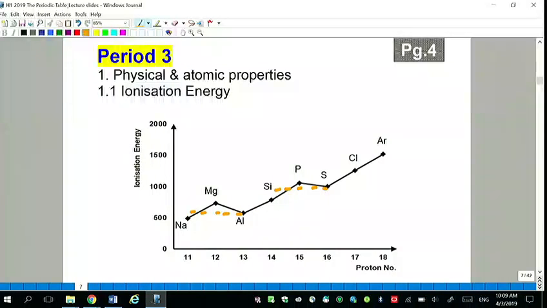So know how to sketch. Okay, know what to write for the y-intercept and y-axis and x-axis. If let's say I ask you, how do you explain this increasing trend of first IE across the period? Do you still remember?